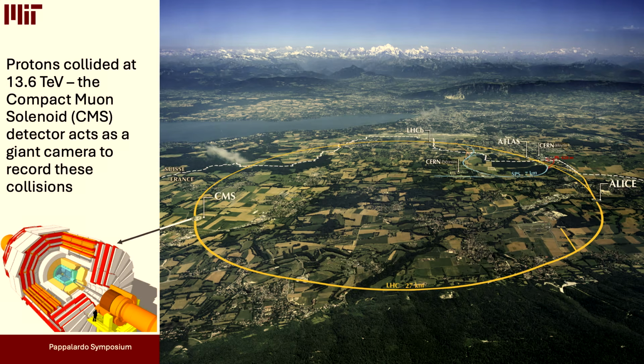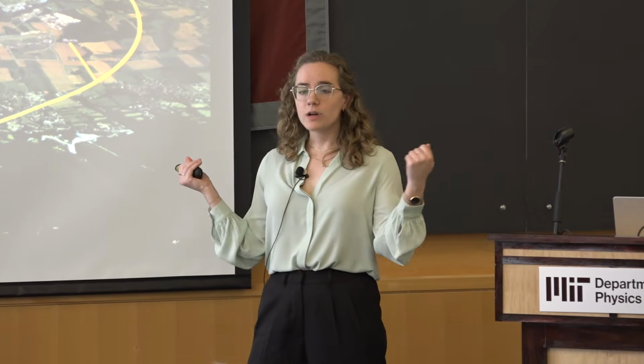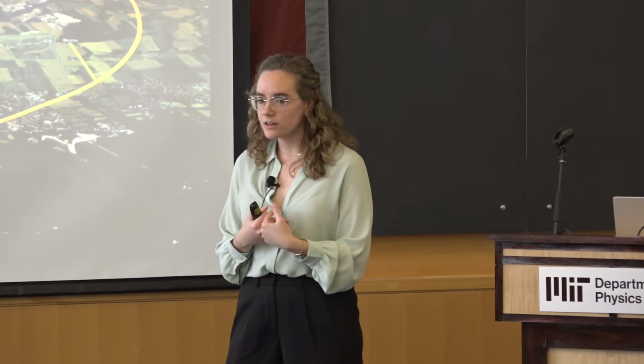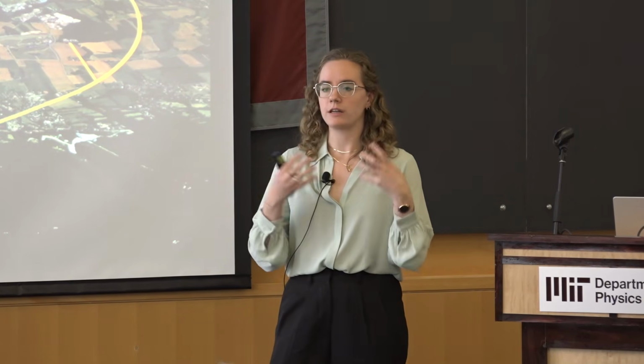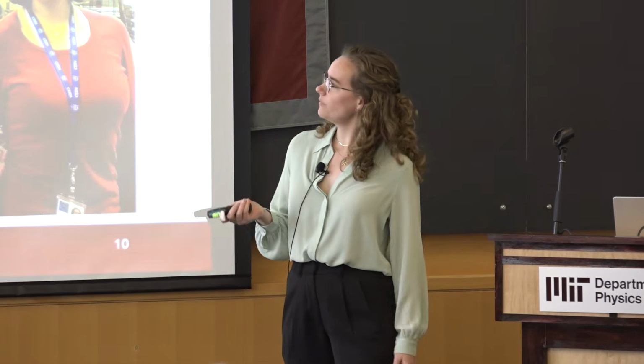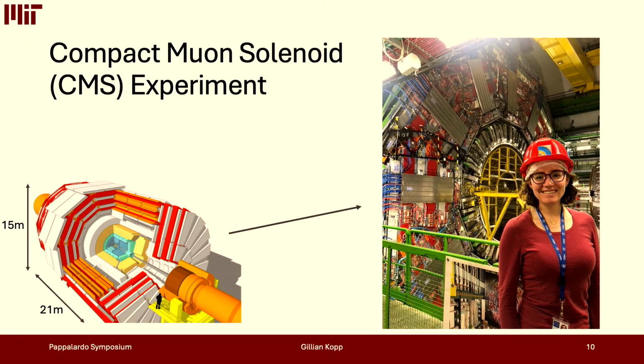The CMS detector is really effectively acting as a giant camera to record these collisions. Proton-proton collisions are occurring in the center of this detector, and then we use all of the subdetector systems to gain as much information, capture as much out of that collision, and determine what particles it resulted in. Just to give a sense of scale of this experiment, it is a huge detector. It is 15 meters tall and about 21 meters long. You can see the opened up detector behind me in the picture here.